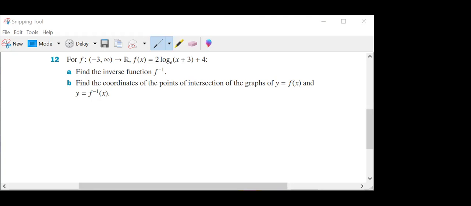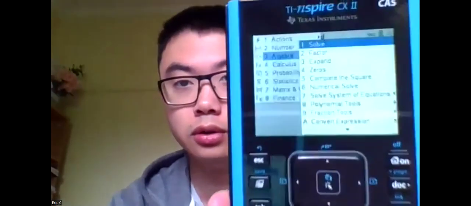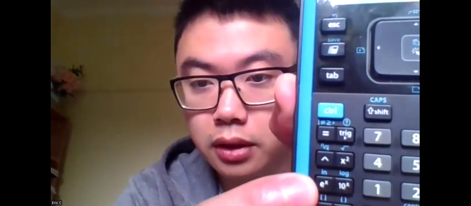First of all, we need to quickly pull out our calculator, and then we go to menu, algebra, and solve. Then we type in x equals 2 times natural log. To get natural log, you have to press control and then press this button there for natural log. Okay, so control that.